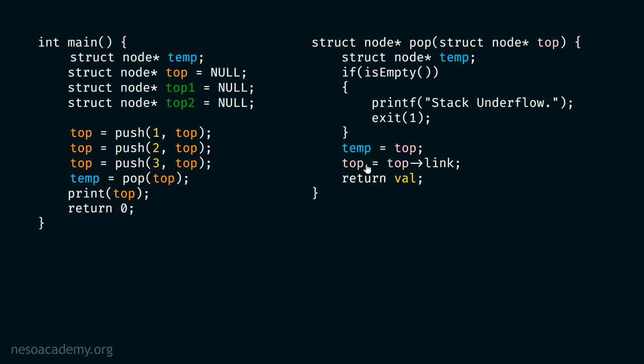Initially we will put top inside temp, which means we will store the address of the first node inside temp. And then after this we will simply update our top pointer so that it can point to the second node of the list, right? And here instead of returning val, we will return temp, which means we are returning the whole node back to the caller.